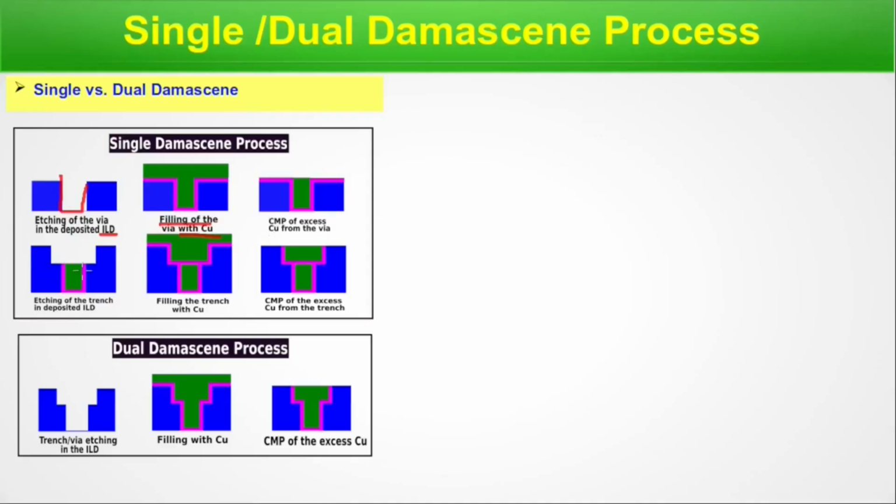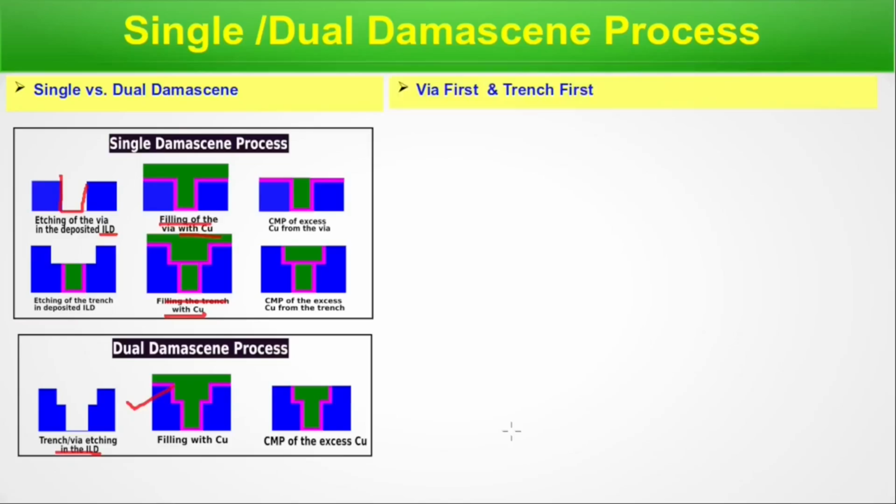Again, a trench is etched in the deposited ILD. Here is the via. Now the trench is etched. That etched trench is filled with copper, and finally excess copper is removed using CMP. So that is the single Damascene process. In case of dual Damascene, trench and via both are etched in the ILD at the same time, and that is filled with copper and excess copper is removed with CMP. So fewer steps are required in the dual Damascene process.